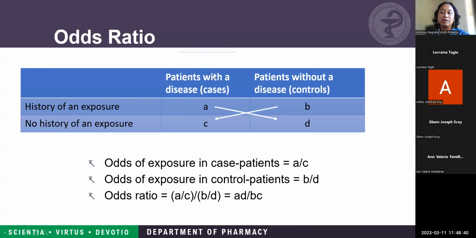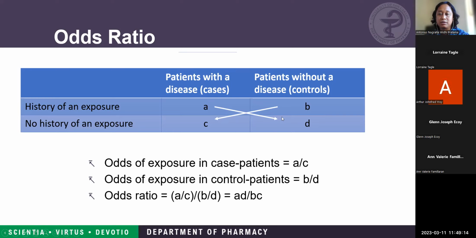So patients with disease, the cases, and with a history of an exposure will be counted here as A, the cell A. And then patients without a disease, the controls, but with a history of an exposure will be placed here, B, and so on and so on. So the placing of the patients is important.